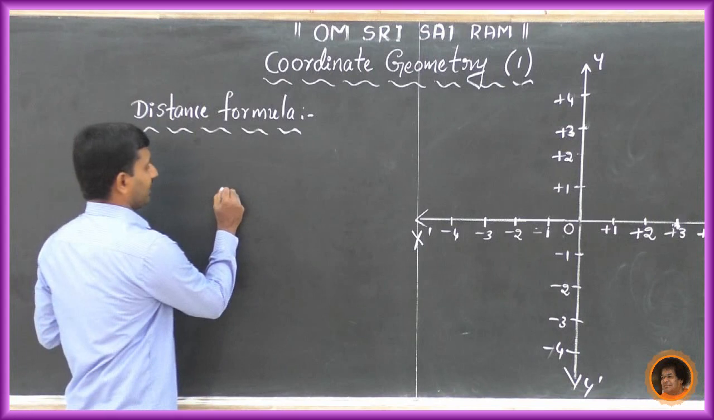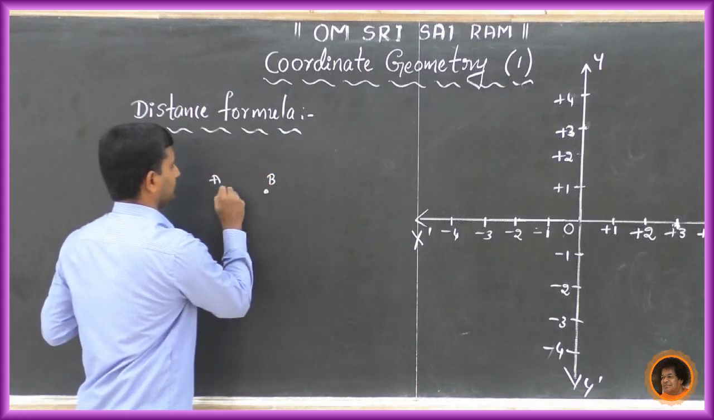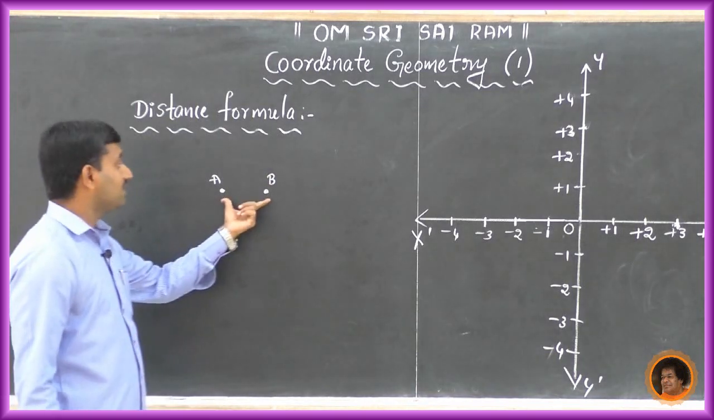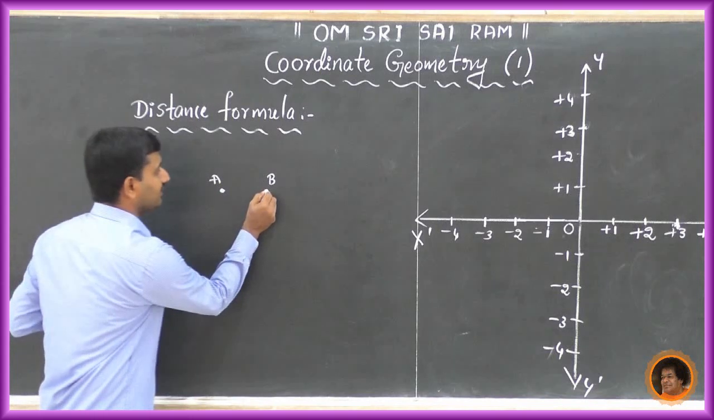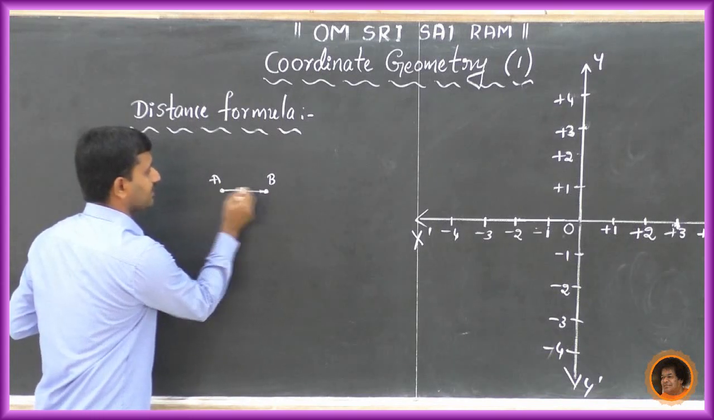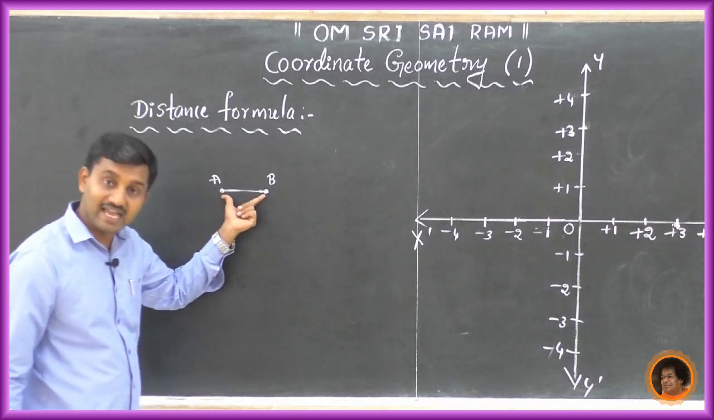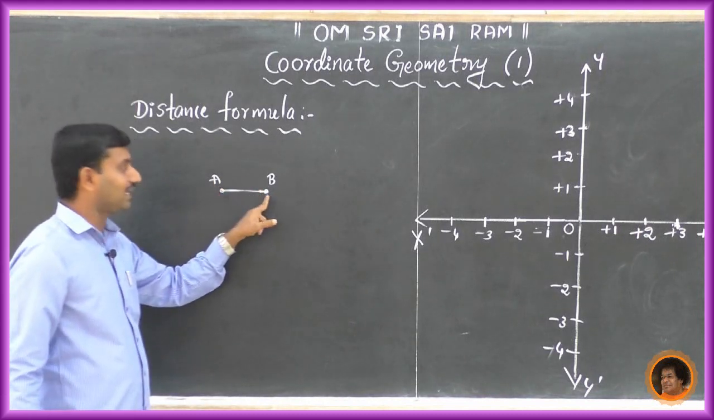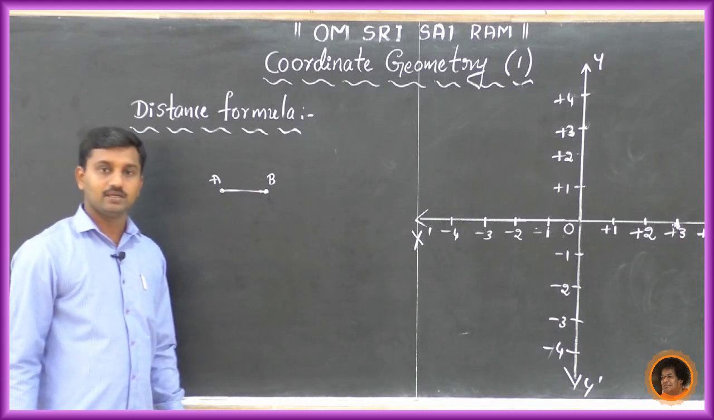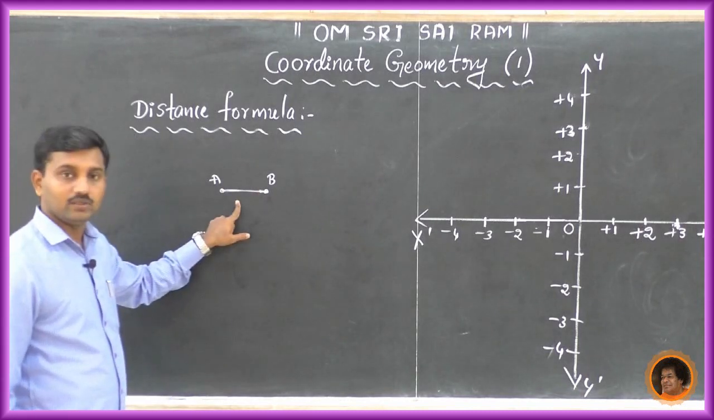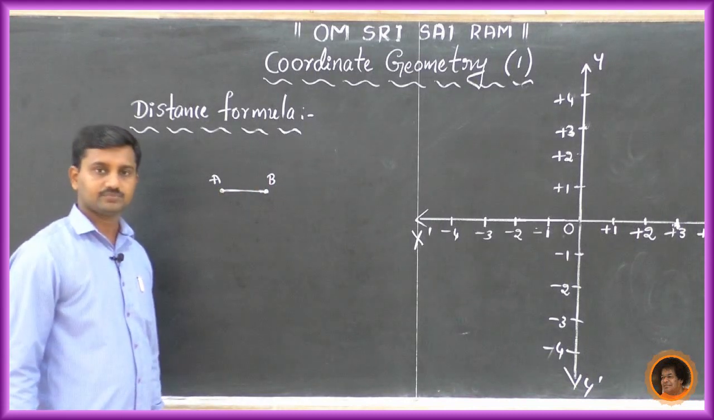Now observe the points A and B. Now what is the distance between these two points, or the length? Now by joining the points A and B, that is a line segment, so the length of the line segment is the distance between A and B. By using the ruler, we can measure the distance between A and B.